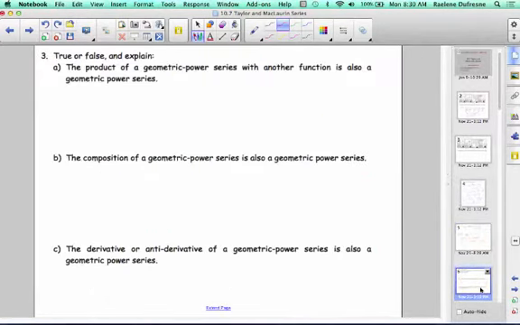Number 3 asks to explain whether the following statements are true or false. Part A states that the product of a geometric power series with another function is also a geometric power series. f of x can have a geometric power series of the form a over 1 minus r, and therefore a function f of x multiplied by another function g of x. And when we talk about this other function, we just mean a finite number of terms. Then we have a times g of x all over 1 minus r.